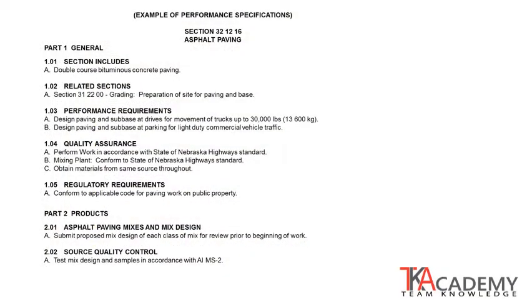And here's an example of a performance specification. For this particular example, we are going to use asphalt paving, which is very commonly written as a performance spec. Underneath part 1 in paragraph 1.03, here we have the performance requirements. Here's where we list what the criteria needs to be, how it needs to perform. So the first sentence says, design paving and subbase at drives for movement of trucks up to 30,000 pounds. So that is the criteria that they need to design this asphalt paving mix and system in order to support the movement of these 30,000 pound trucks.